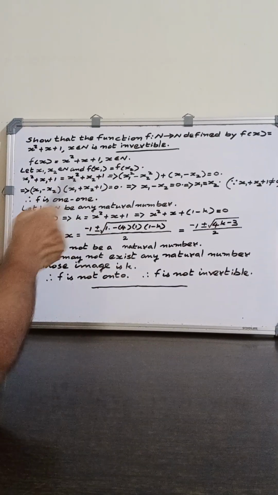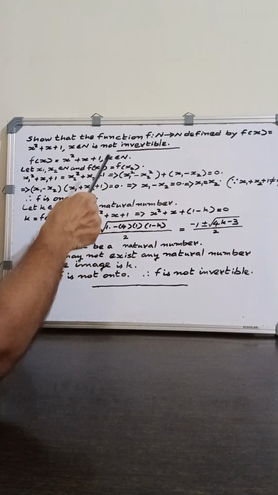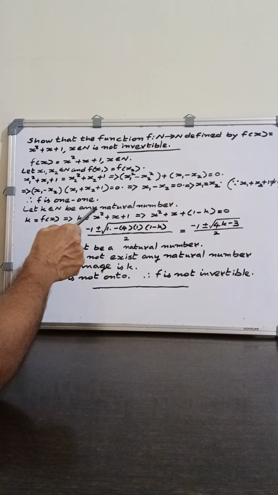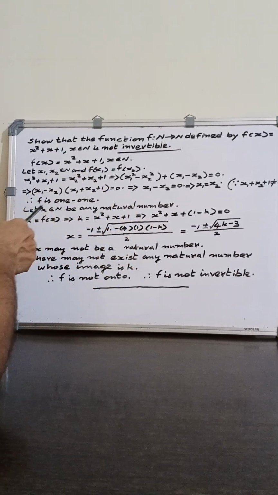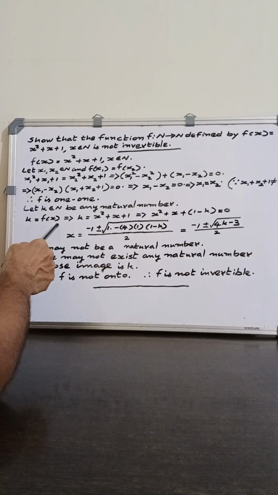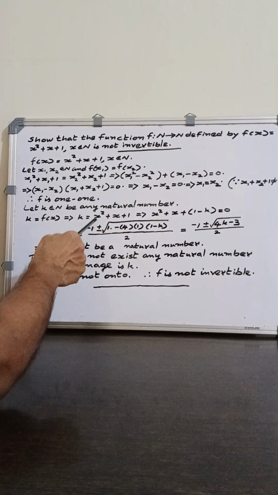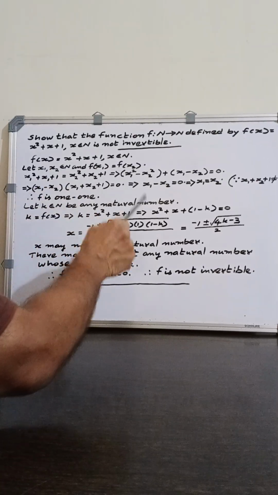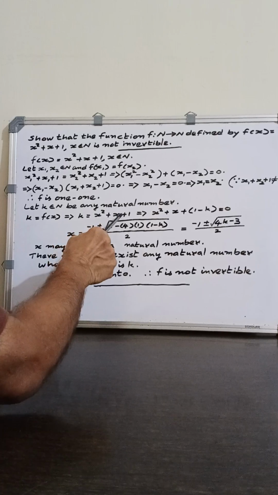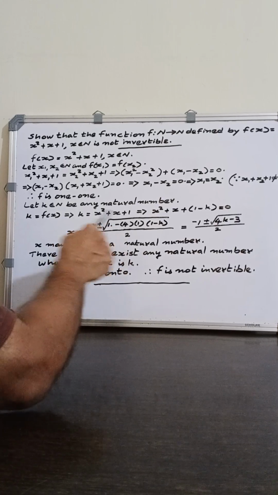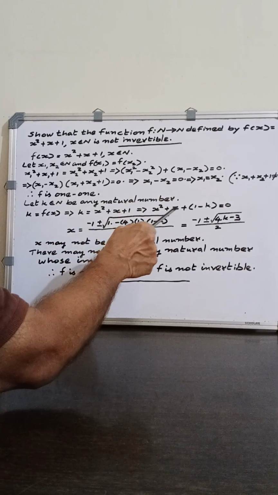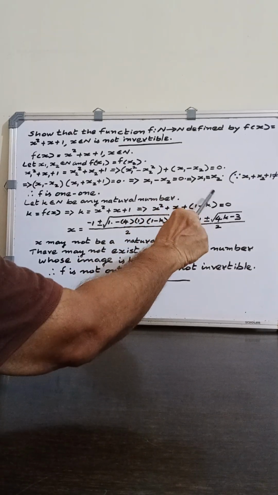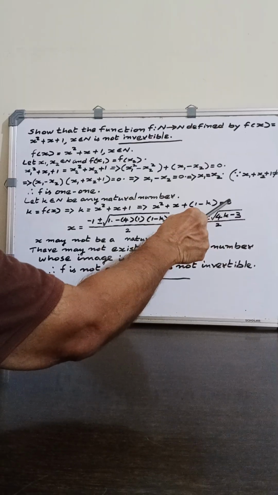Now we go to the next test, for finding whether the function is onto. Let k belong to N, be any natural number. Therefore, k equals f(x), that is, k equals x squared plus x plus 1. Taking k to one side, x squared plus x plus 1 minus k equals 0, where 1 minus k is considered to be a single term.